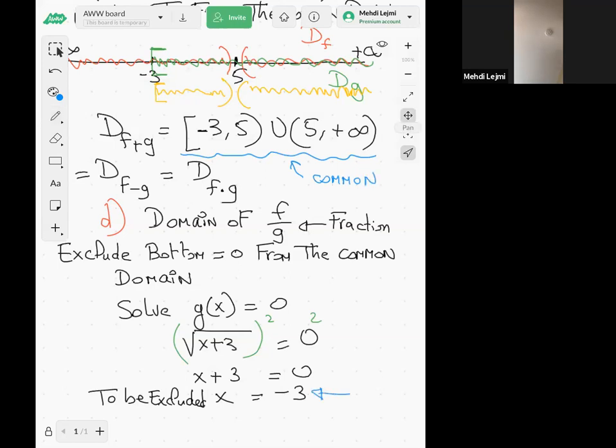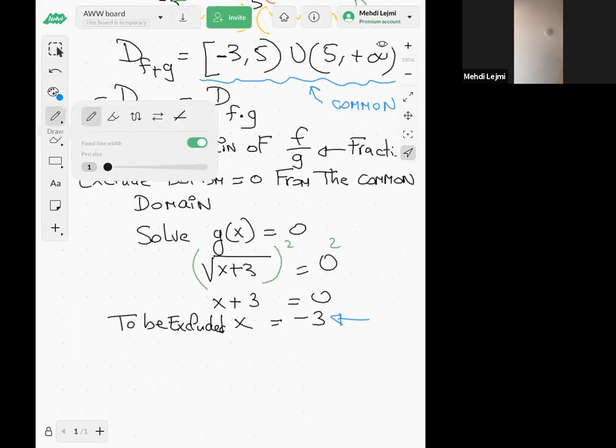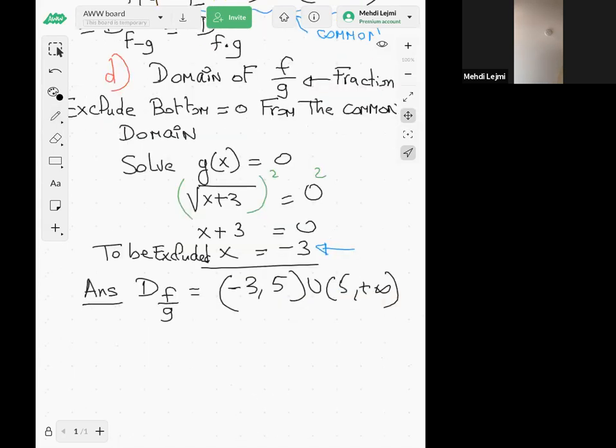Okay, so now, so then the answer, so the domain of f over g would be -3 excluded, right? I have to exclude -3, so it's parentheses -3, 5, union 5, positive infinity. All right. Any question, guys?